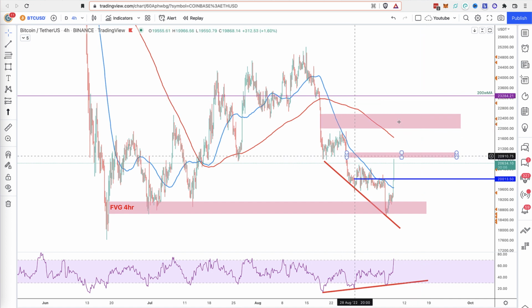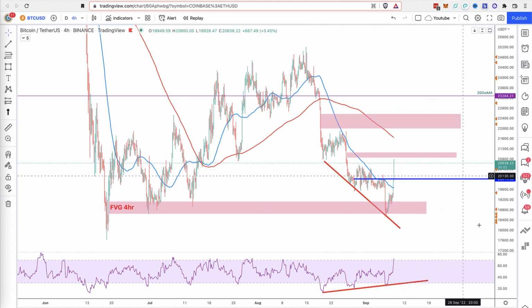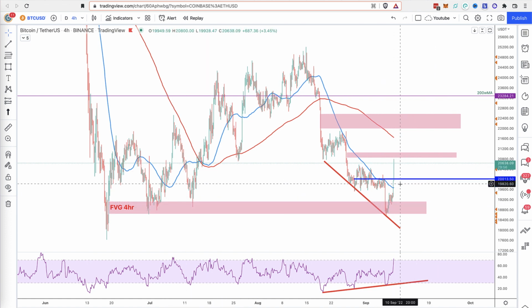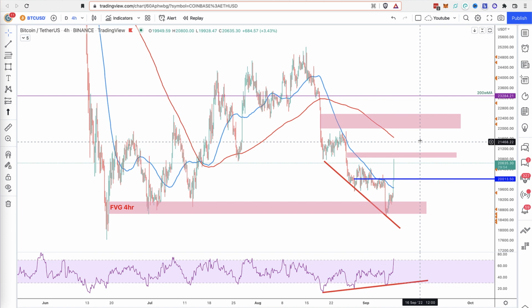As long as we still stay below that, this could just be a squeeze if we get rejected again, and we could still completely break down below these lows. But for now, this has held, and for now, short term, I would say there is still more potential upside.